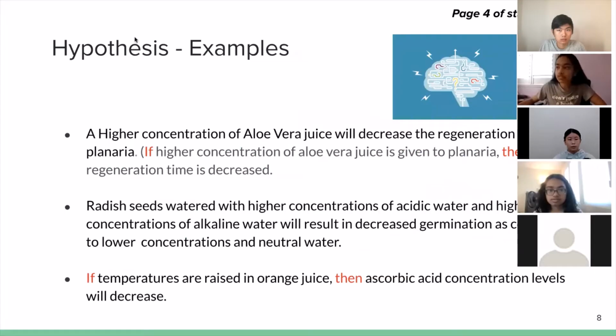So here are some examples of a good hypothesis. You can see the relationship between the if-then statement. So a higher concentration of aloe vera juice will decrease the regeneration time in planaria. So if a higher concentration of aloe vera juice is given, then their regeneration time is decreased. And similarly, you can read the others, like if temperatures are raised in orange juice, then ascorbic acid concentration levels will decrease. If you haven't had a chance to think about your hypothesis, you should look at the independent and dependent variables of your project. And if you need help figuring this out, you can ask us later on.